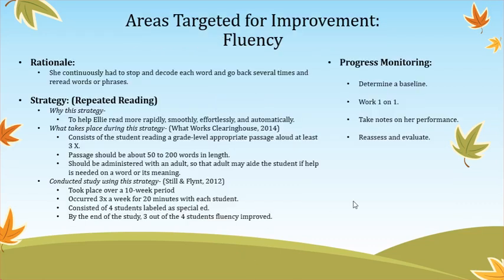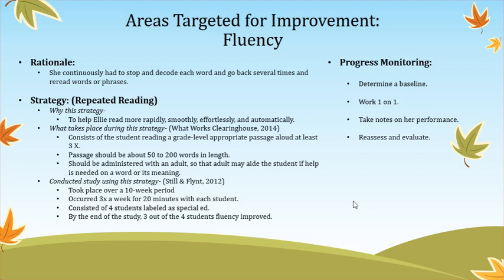So the reason that I picked fluency as my first target area is because she continuously had to stop and decode each word and go back several times and reread words or phrases. So the strategy that I specifically chose is repeated readings. I chose this strategy because this will help Ellie read more rapidly, smoothly, effortlessly, and automatically.